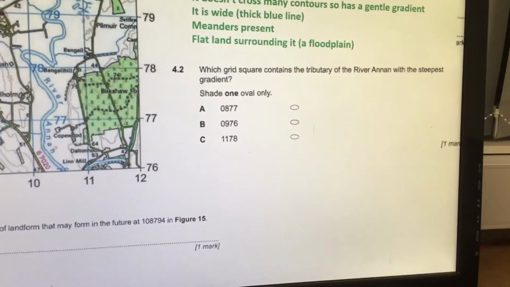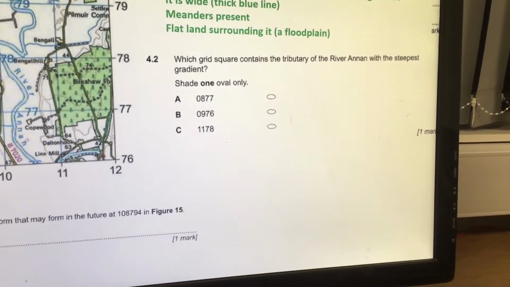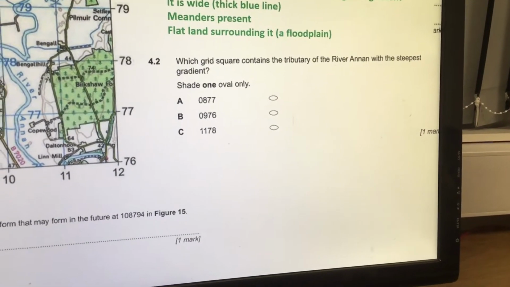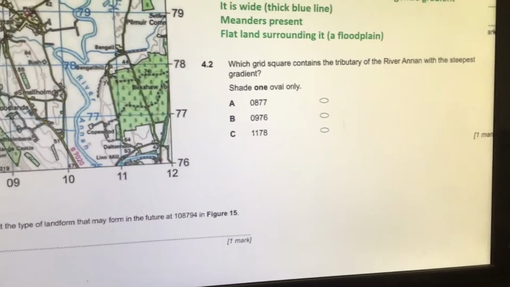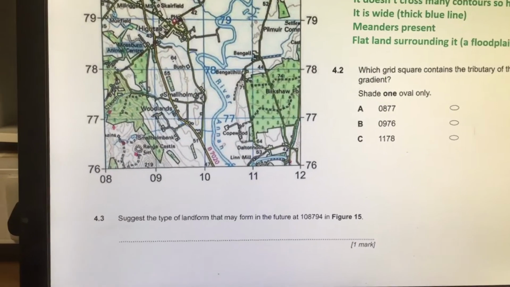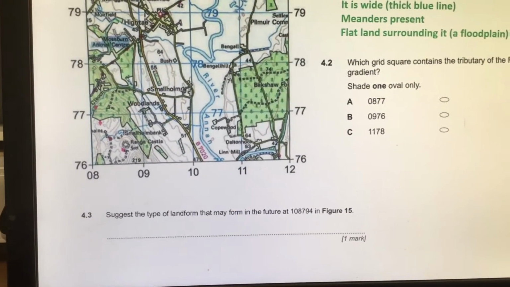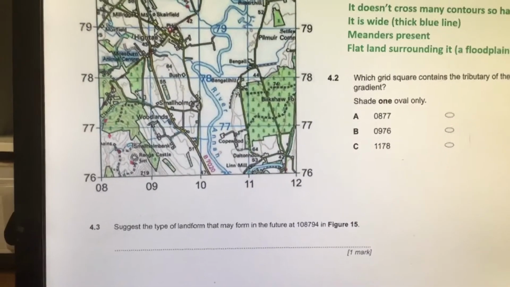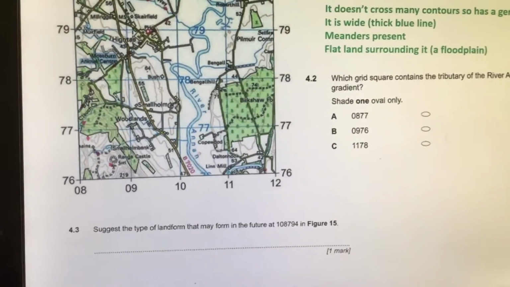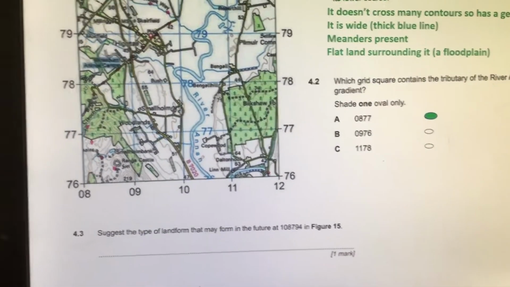Next question says, which grid square contains the tributary of the river with the steepest gradient? And you've got 4 options. If you find those 4 options, you just want to find the one that's got the most contour lines in it, which suggests that it's really steep. And the one that does is 0976.